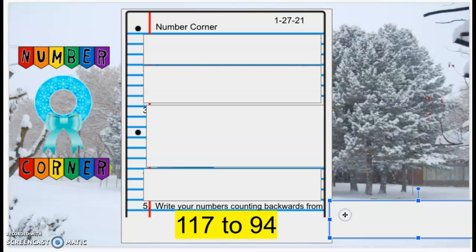Now we are moving on to number 5. You are going to write your numbers counting backwards. You are starting at 117. Starting at 117 and counting backwards down to 94.